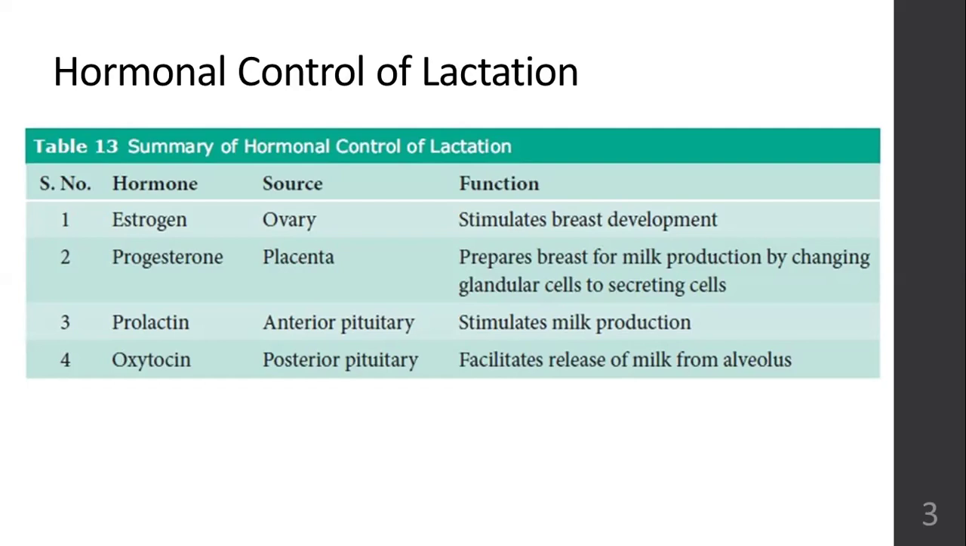Prolactin and oxytocin, we have seen. Prolactin from the anterior pituitary will stimulate the milk production. Oxytocin, from the posterior pituitary, will facilitate the release of milk from the milk ducts or alveolus. Milk ducts are inside, alveolus is more of the external structure of the breast. Is it clear to all?